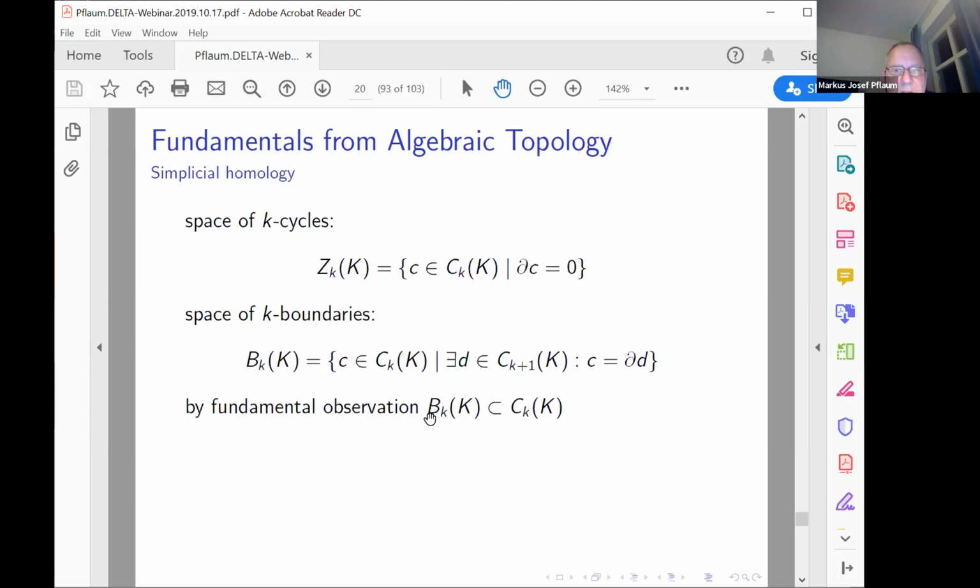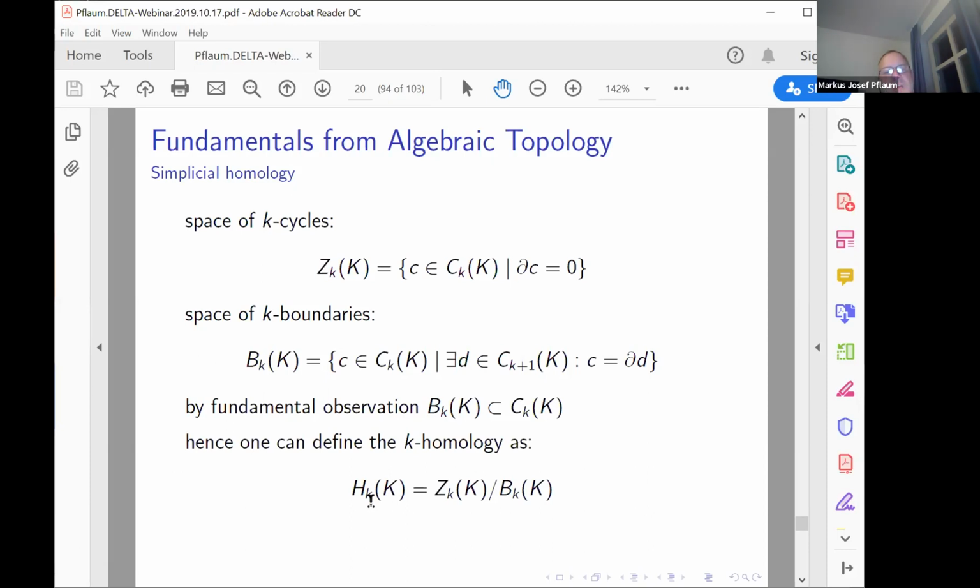Yeah. So by the fundamental observation, the B_k's, that's a big unfortunate typo. This must be Z_k. I will correct this. Yeah, so B_k is contained in Z_k. So this is not wrong, but it's not what I want. Yeah, okay, what I want, here it's correct again. You know, sometimes typos happen.